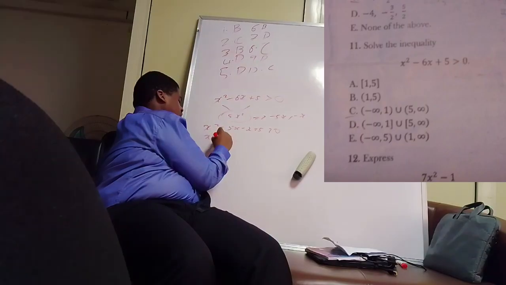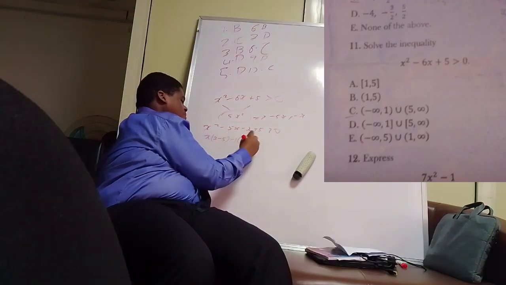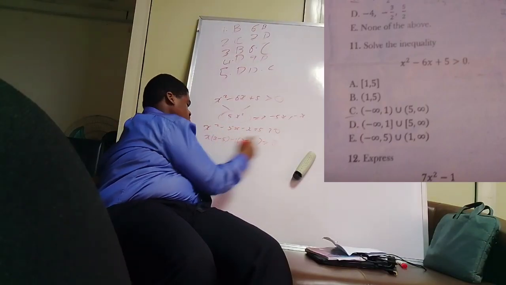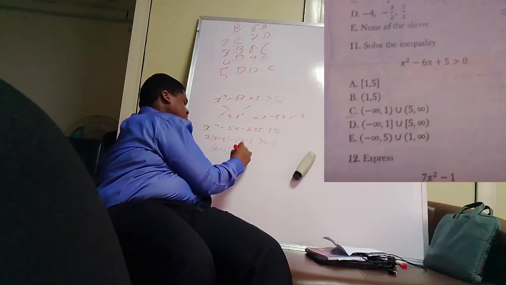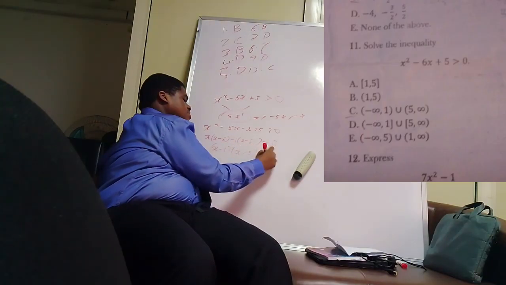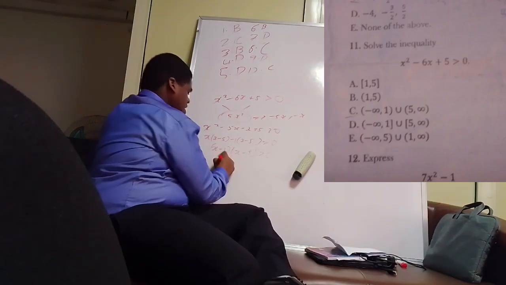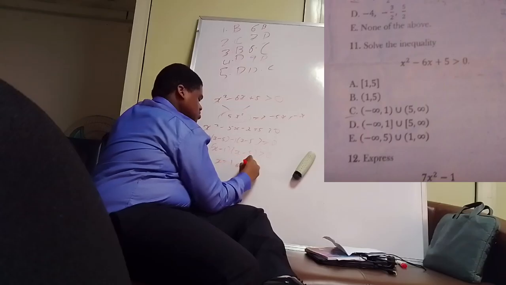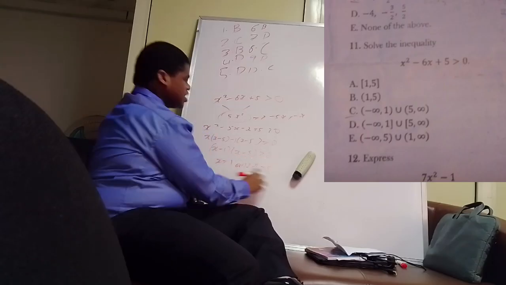You have x bracket x minus 5 minus 1 bracket x minus 5 is greater than 0. You have x minus 1 and x minus 5 is greater than 0. So these are your two turning points, when x is equal to 1 and when x is equal to 5. These are your two turning points.